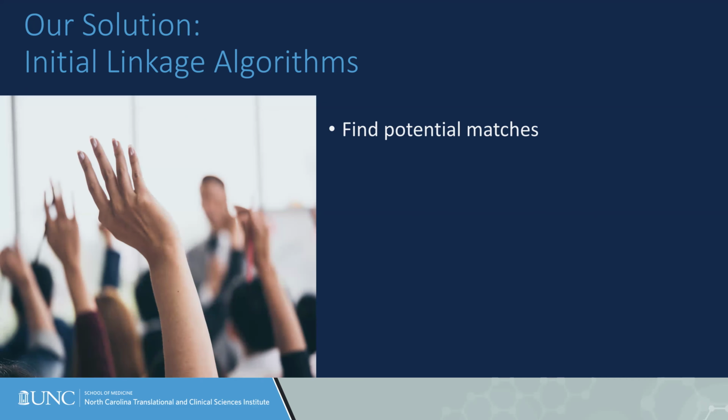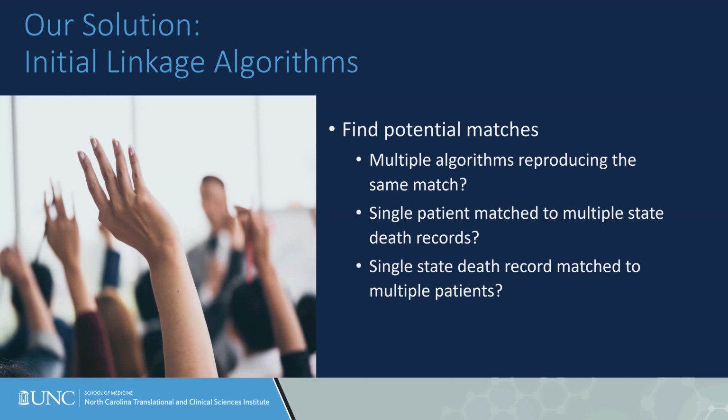Okay, now you may ask me, JP, isn't it possible that more than one of these algorithms is going to produce the exact same match? Is that a problem? Do you have to deal with that? And what about when a single patient gets matched to more than 1 state death record? Or conversely, 1 death record gets linked to multiple patients? And I would say those are excellent questions. And yes, that's something we have to consider and deal with. This first one, though, is pretty easily dealt with at this stage.